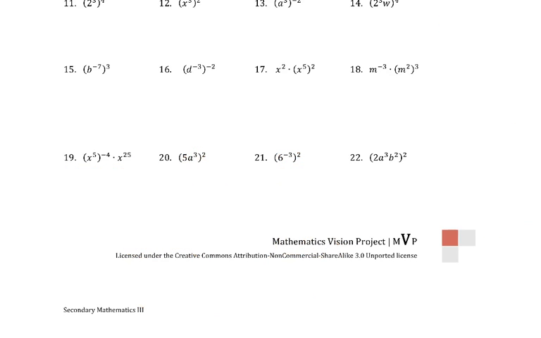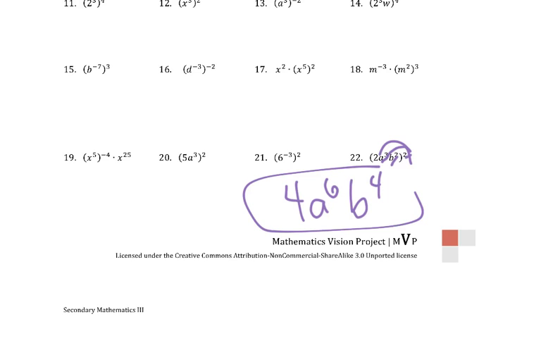And that last one, 2 squared would be 4. A cubed squared would be a to the 6th. B squared squared would be b to the 4th. And there's our last answer.